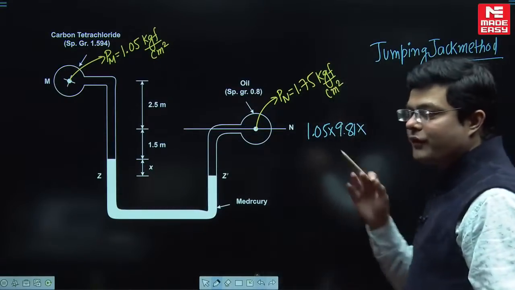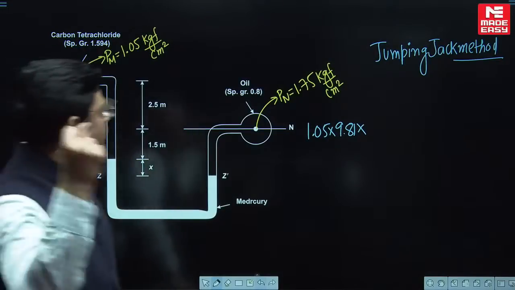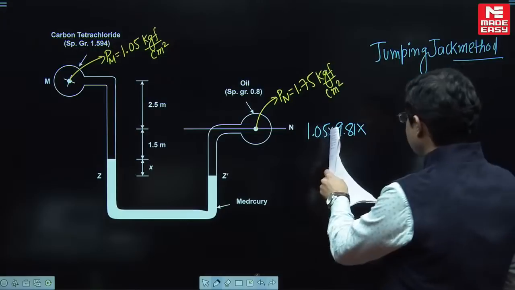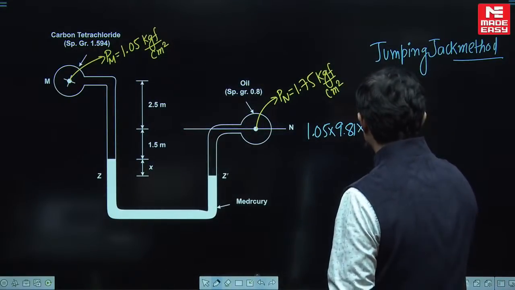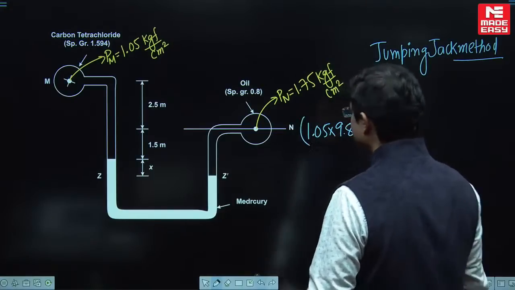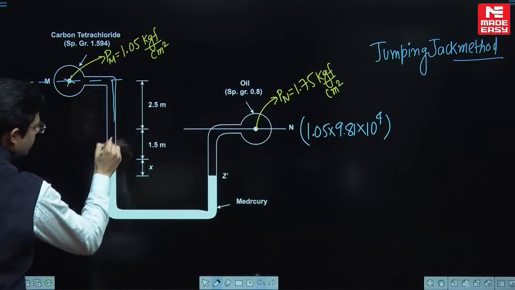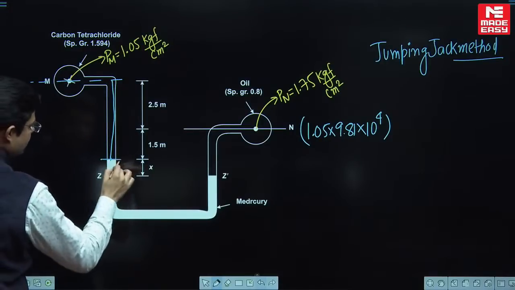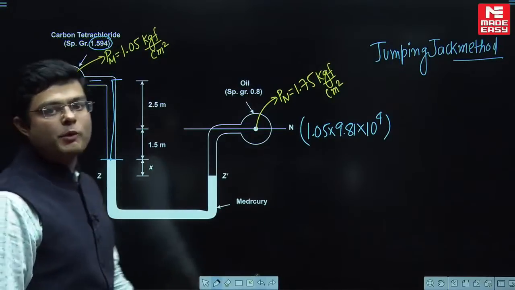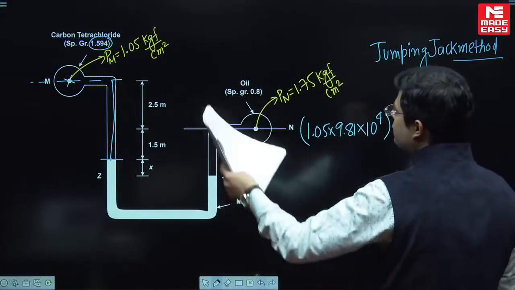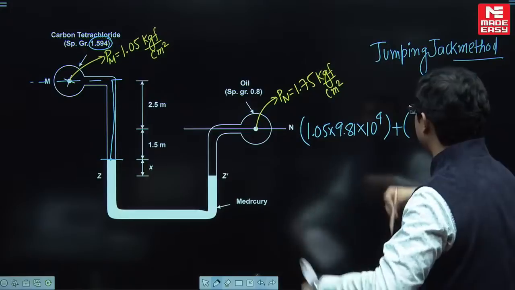So how to convert 1.05 into 9.81? Come on guys, those of you who are confident, come on. So 1.05 into 9.81 into 10 to the power 4. Wonderful. So here you have written this pressure. Now you are moving vertically down up to this point. Which fluid is this? It has a specific gravity of 1.594. So density is going to be 1594. So vertically down will be plus rho GH.